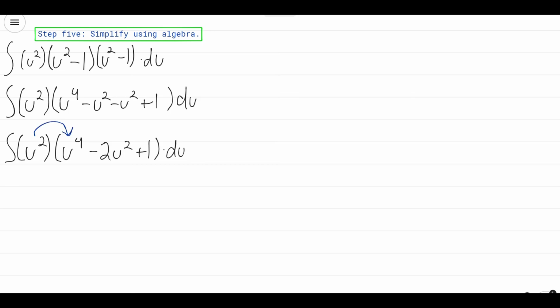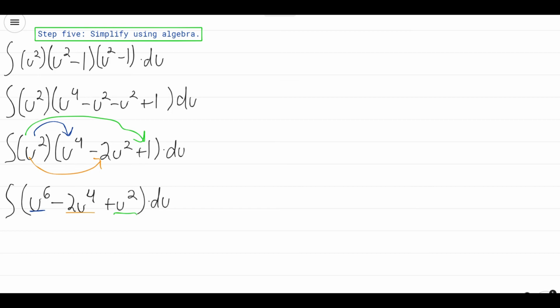And now we're going to distribute out the u squared to each term. So u squared times u to the fourth, since they have the same base, we can add the exponents. So it's 4 plus 2, which is u to the 6th power, minus 2u to the 4th power, plus u squared times du. Now I can integrate this function with respect to u.